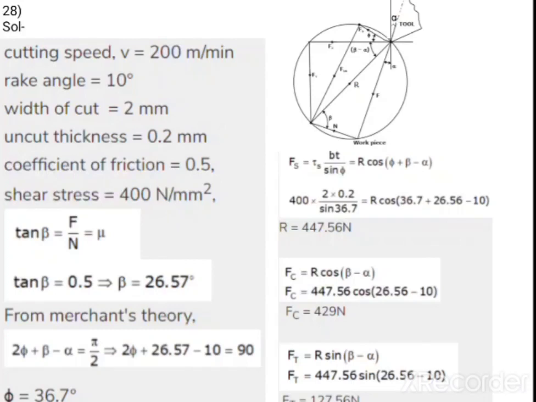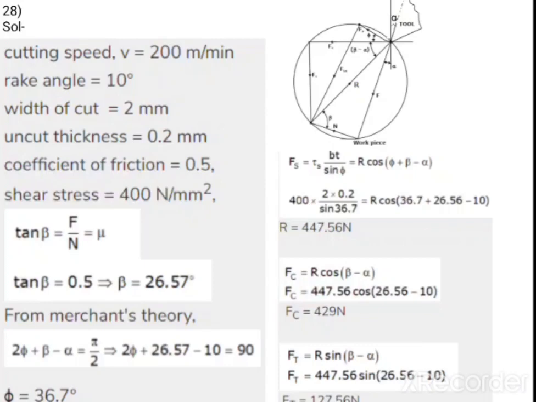So R is 4447.56 Newton. From that you can find out Fc and Ft. In terms of R, the relationship: Fc is equal to R cos beta minus alpha. Put the value, find out Fc. Ft is equal to R sin beta minus alpha. Put the value, find Ft, because you know all the values of beta, alpha and R. So it is very easy to find out Fc and Ft.